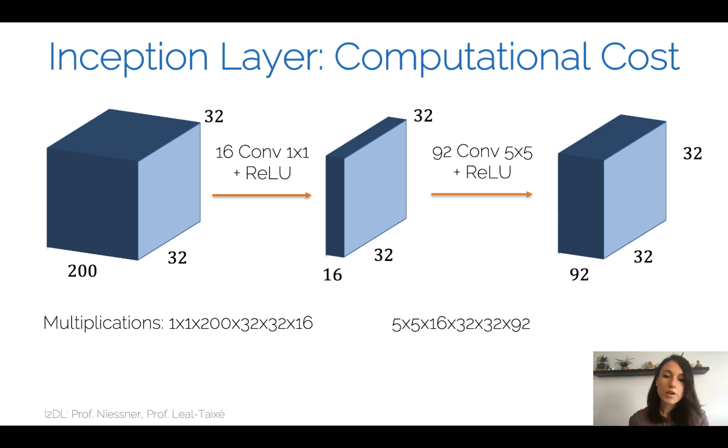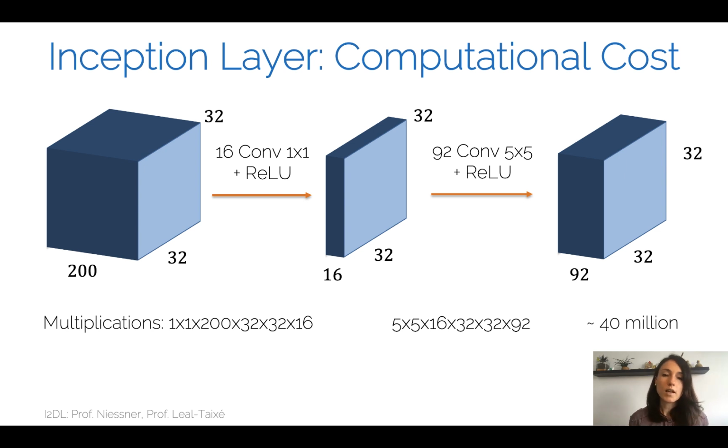Now, for the second operation, my 5 by 5 convolutions are now 5 by 5 by 16 because the depth of my input is not 200 but 16. I'm working here with the middle representation. So for one location of my output, I'm going to have 5 by 5 by 16 operations, much less than before. And therefore, these are the total number of operations that I need to do in order to create my output of 32 by 32 by 92.